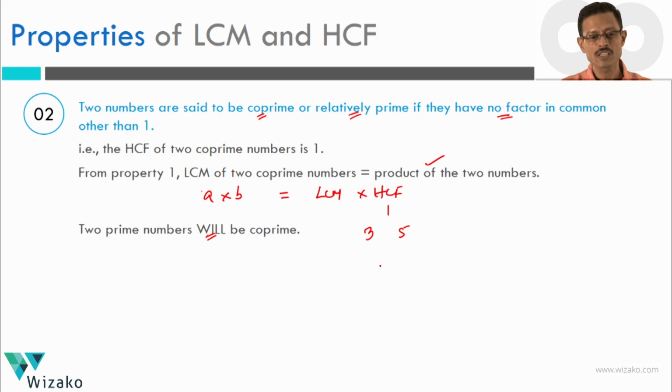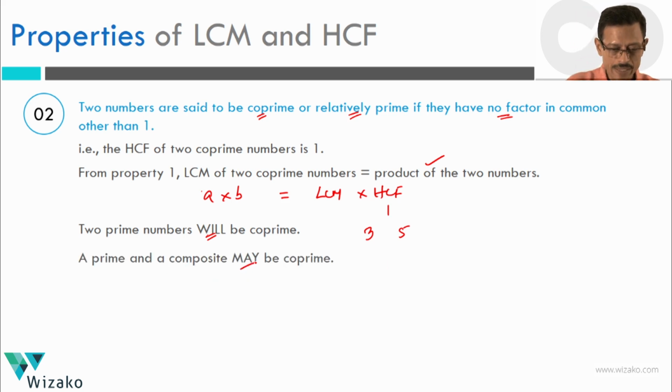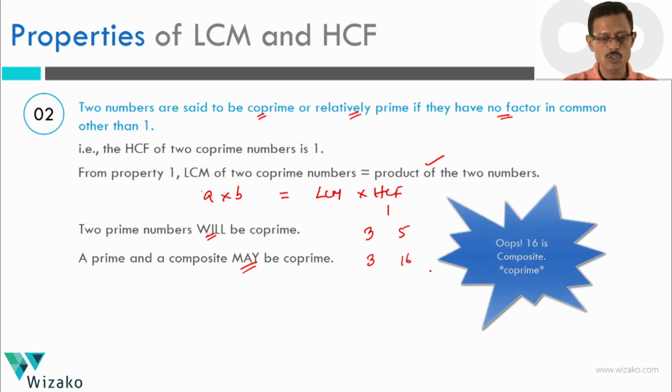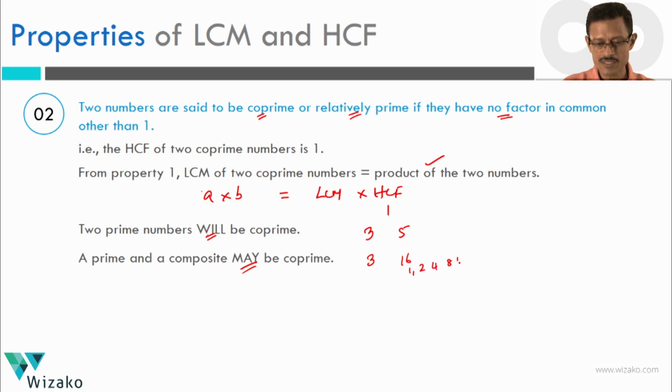Is it only prime numbers that will be co-prime? Not necessarily. A prime and a composite may, understand this modal verb, it's may be co-prime. Look at an example, 3 and let's say something like 16. The factors of 16 are 1, 2, 4, 8, 16. None of these is common with 3. So these two numbers are co-prime to each other.